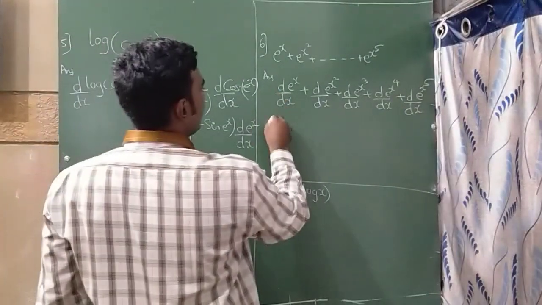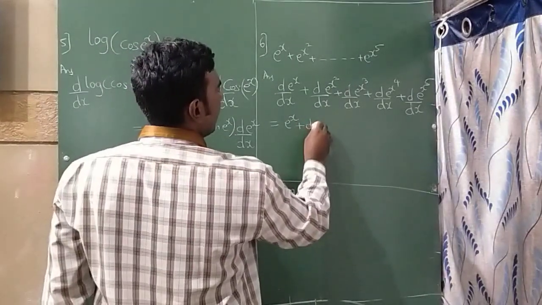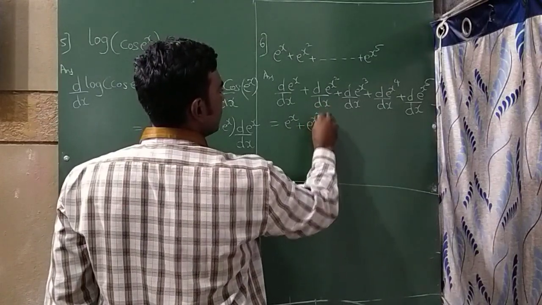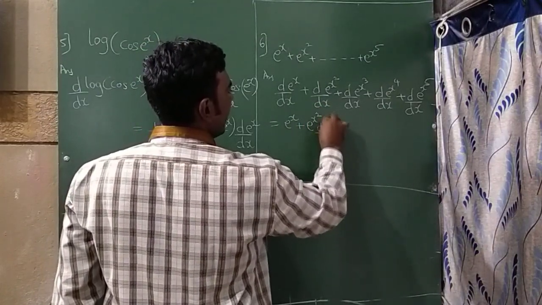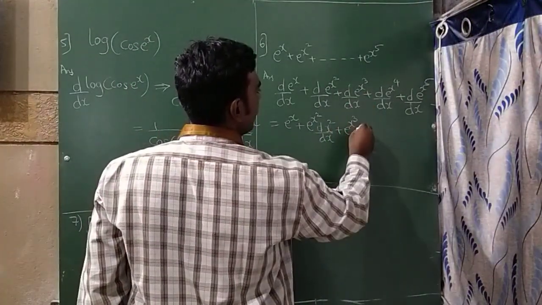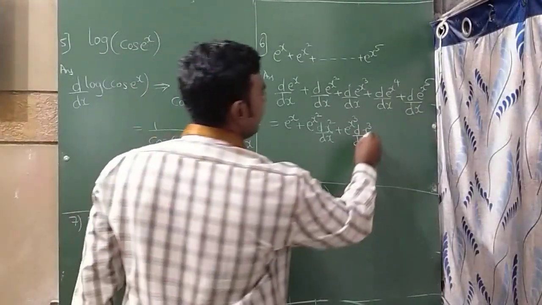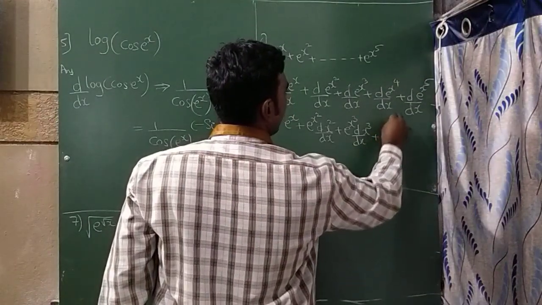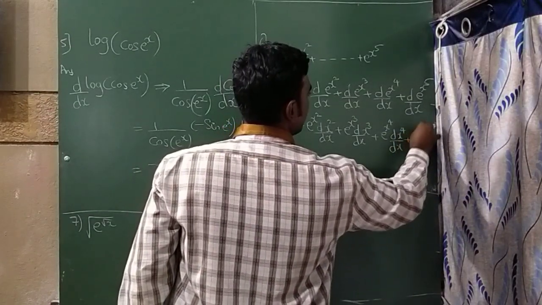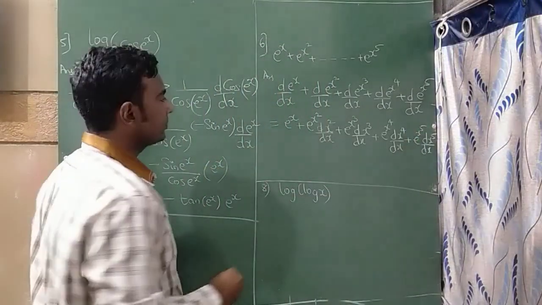Okay, so here d by dx of e raised to x is e raised to x itself, plus d by dx of e raised to x square is e raised to x square, again chain rule, d by dx of x square. This is called the chain rule. Now e raised to x cube, d by dx of x cube, chain rule. So again e raised to x raised to 4, d by dx of x raised to 4, plus e raised to x raised to 5, d by dx of x raised to 5.